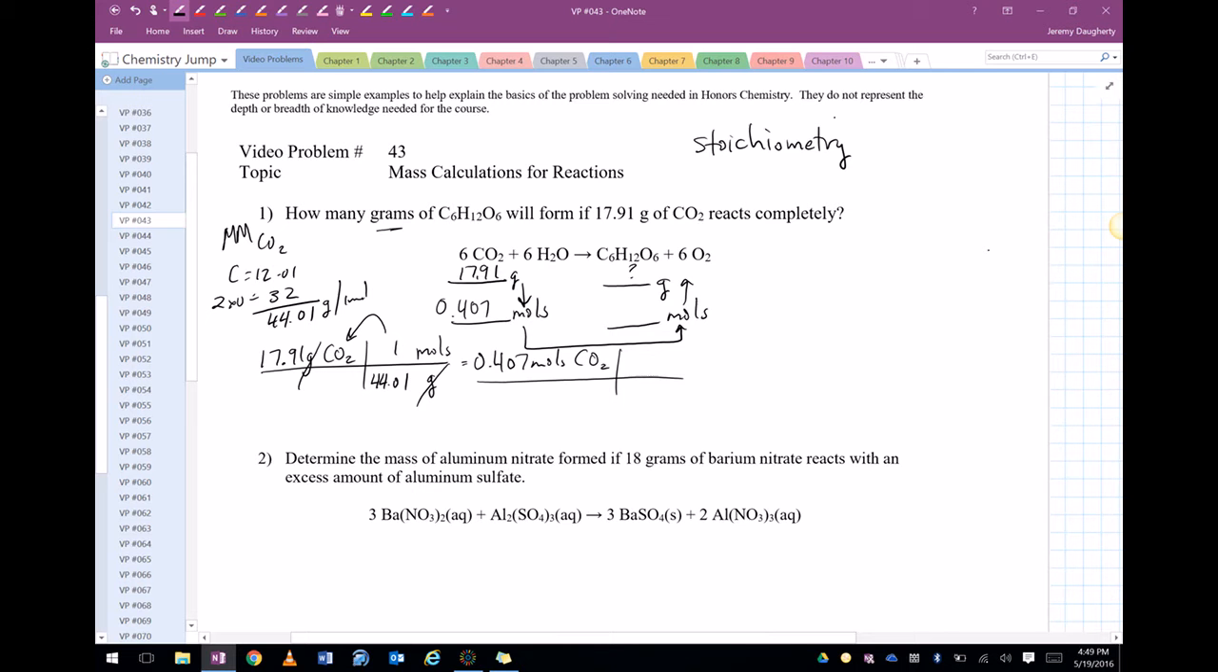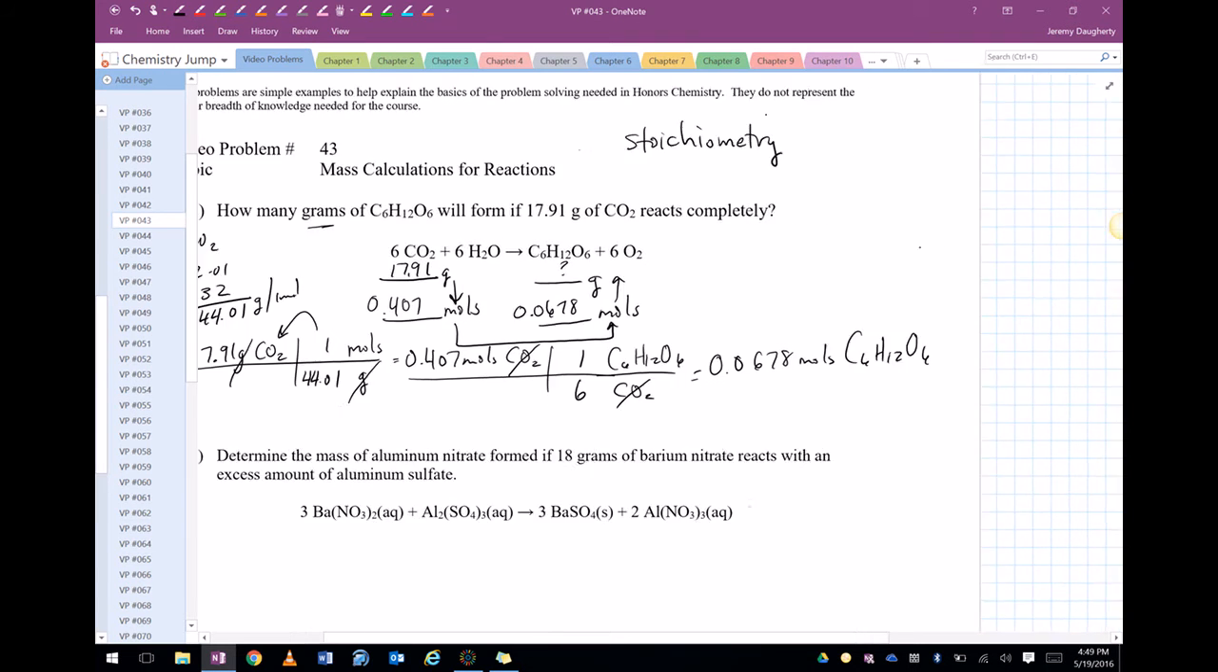Okay, so I'm going to go from moles to moles. I'm going to get rid of CO2, and I'm going to pick up C6H12O6. Notice I don't get rid of the word moles. So CO2 cancels out, and I end up with moles of C6H12O6. There is 1 C6H12O6 for every 6 CO2s, so basically I'm going to take my number and divide by 6. And I get a value of 0.0678 moles of C6H12O6.